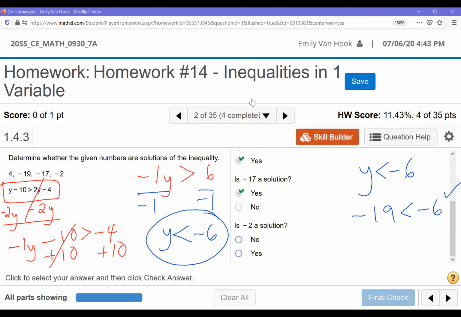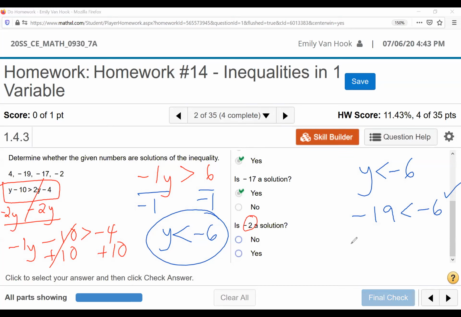Okay, last one. Is negative 2 a solution? I'll plug in: negative 2 less than negative 6. No, so be careful. Negatives get us all mixed up, right? So negative 2 is further, let's see, 1, 2, 3, 4, 5, 6. Negative 2 is further to the right. Negative 6 is further to the left. So no, negative 2 isn't less than negative 6. It's actually the other way around. So this is another no answer.